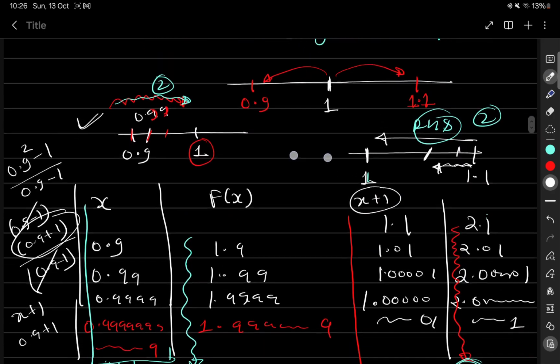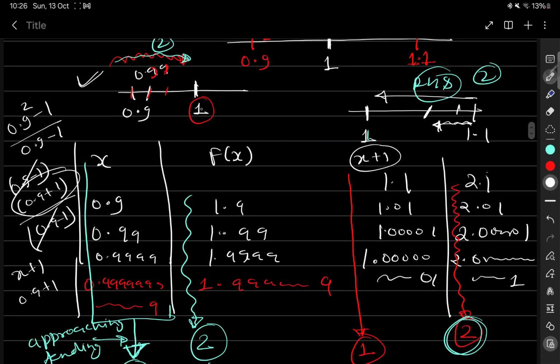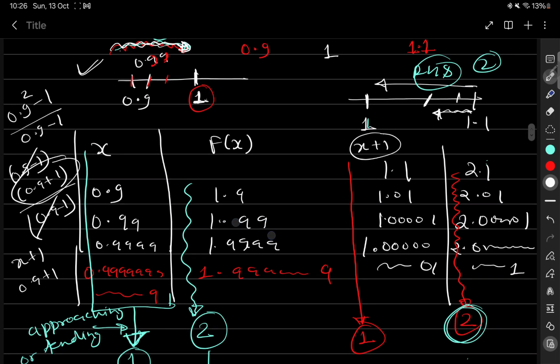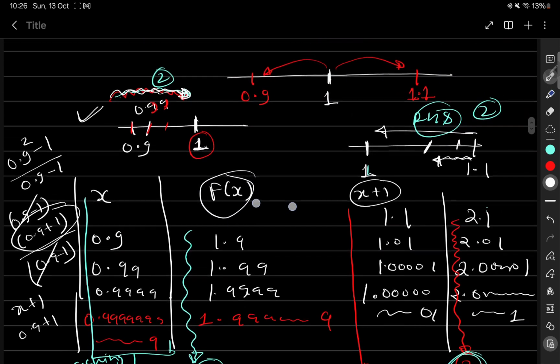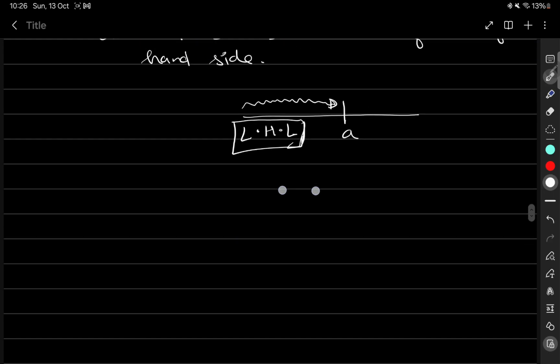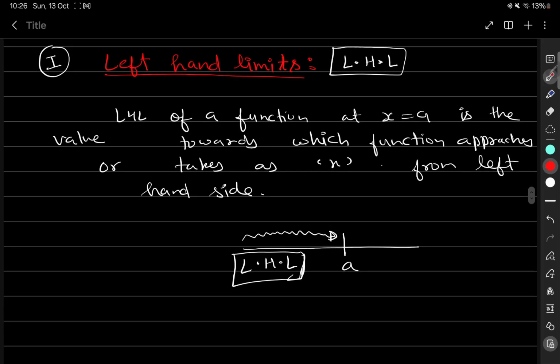Understand from this example. When we are moving towards 1 from the left hand side, we are approaching, we are tending towards 1 from the left hand side, so whatever function value we are getting or approaching is called the left hand limit, LHL. Means this 2 is the LHL. Got it? Now, what about the right hand limit?